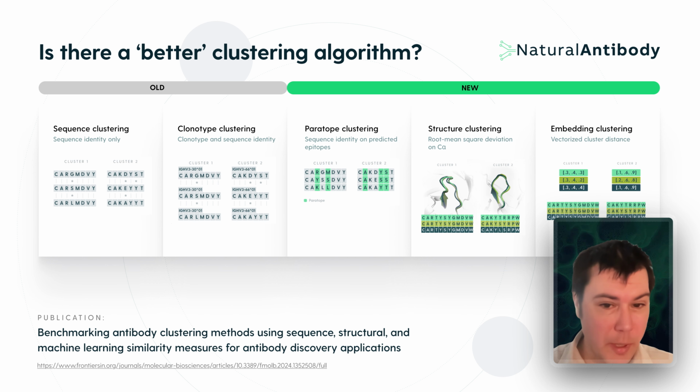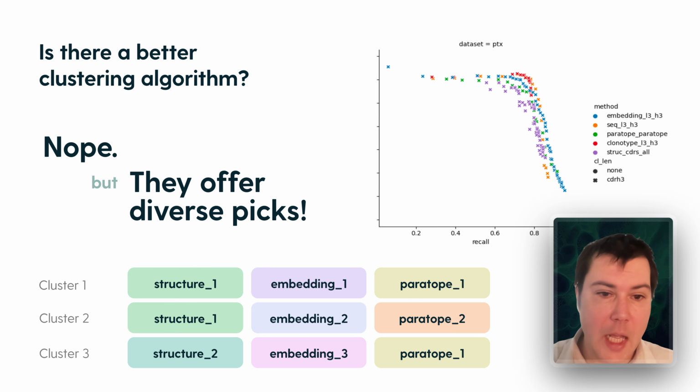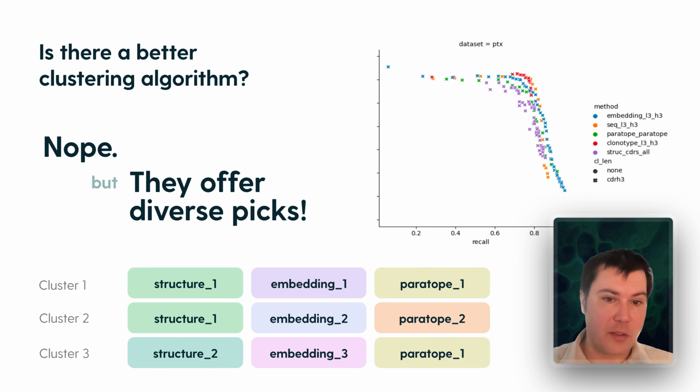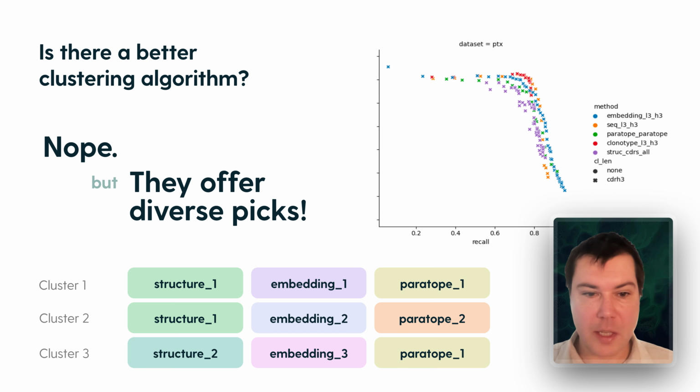So are those actually better? Well, the short answer is no. When we checked, and you can look in the paper, you have a precision-recall curve here that shows that essentially they all fall within the ballpark of one another. So are they actually not useful? Should you go for the least computationally expensive one? No, because they actually offer very diverse picks.